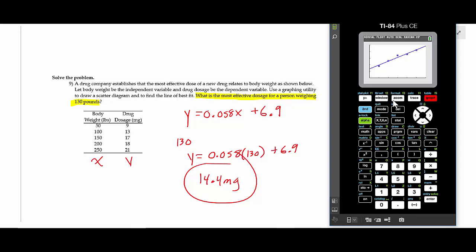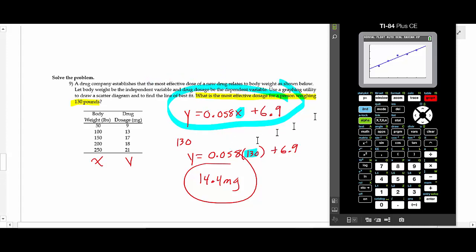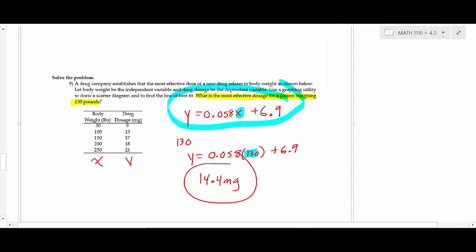Yeah, do you have a question back there? How'd you get the 14.4? Okay, again, what I did is you got the regression equation. So what you're going to do is you're going to plug the 130 in for x. So I did that on my calculator basically, I just did 0.058 times 130 plus 6.9. So once you get your regression equation, then you can find y values based on whatever x value you want to look at. Okay? All right? So that would be the idea. All right, everybody okay with that?